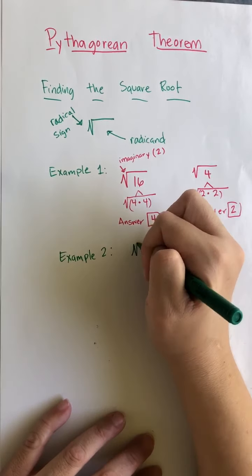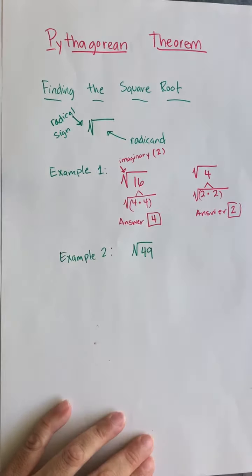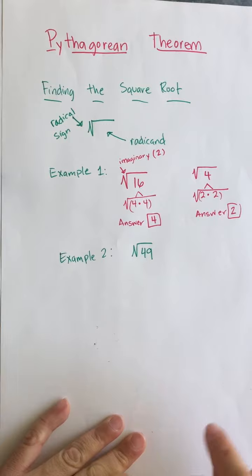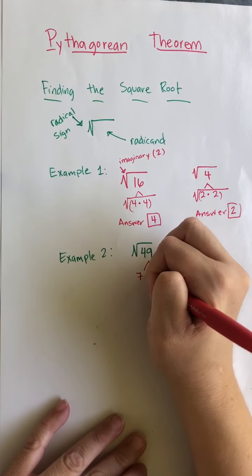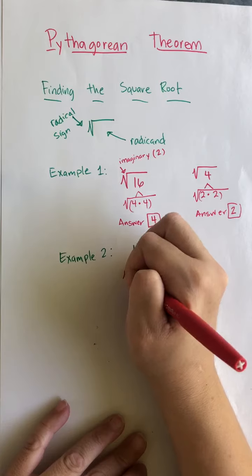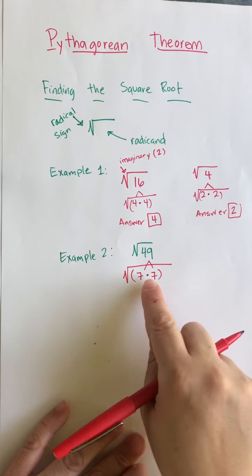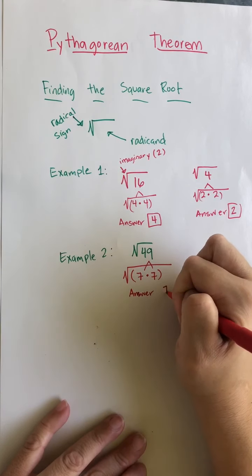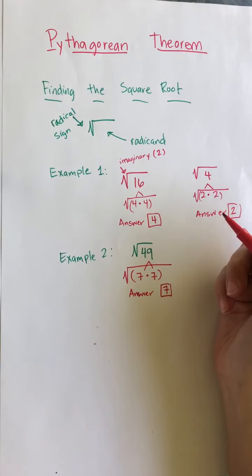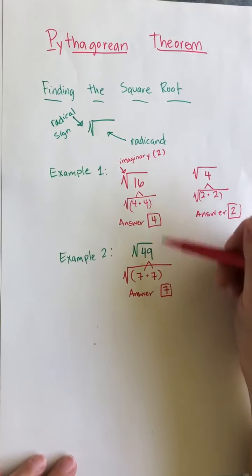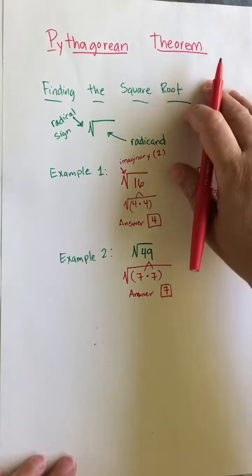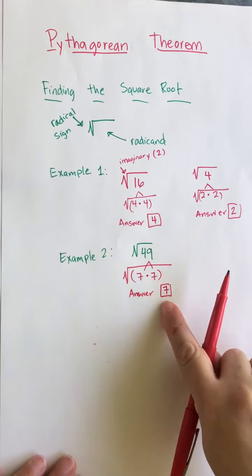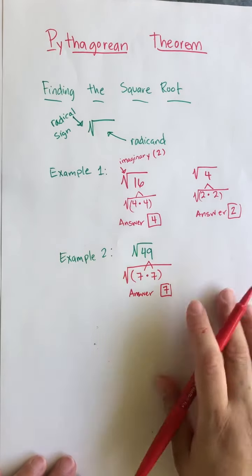Let's say I had the square root of 49. Okay, again, we want to go ahead and break out 49. What factors make 49 is 7 times 7. Okay, remember this is all still in the square root. And then your answer, once you simplify, would be 7. Okay, so that's finding the square root. This is how we can find the square root. So at the end of the Pythagorean theorem, you need to go ahead and simplify the square root, and this is how you would do it.